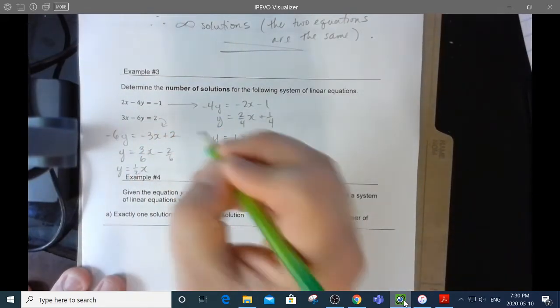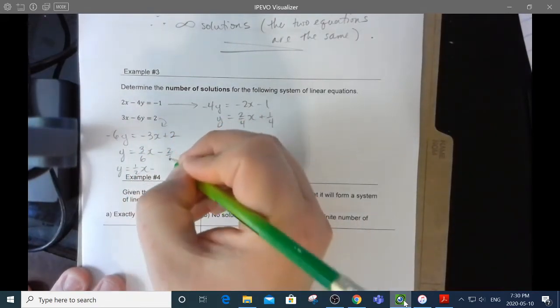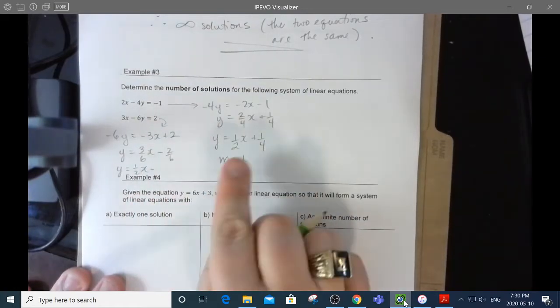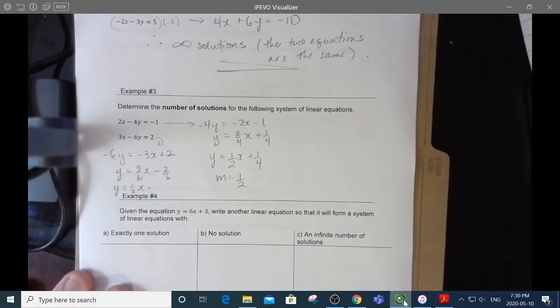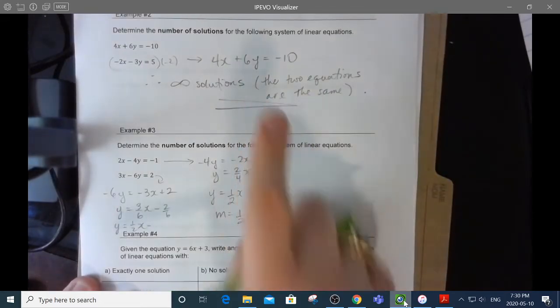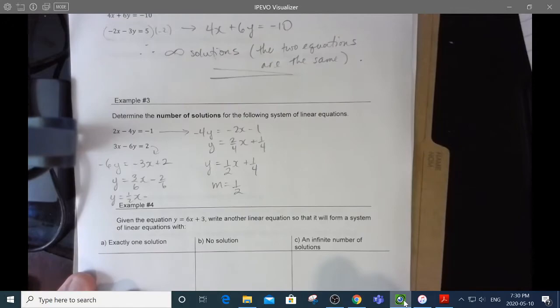They have the same slope, but wait a minute. They have the same slope. How do I know they're not exactly the same equation like this? Before I finish that off, can you tell that they are in fact going to be different equations? How do you know they're going to be different equations and not exactly the same equation like they were up there? Can you see it?